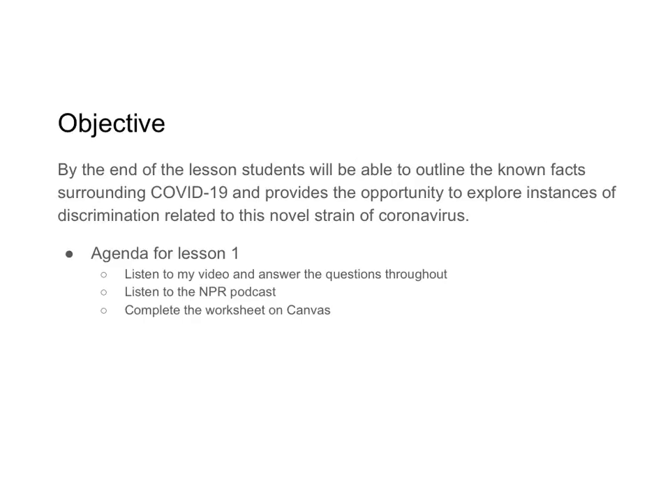So our objective for today is that by the end of this lesson, students will be able to outline the known facts surrounding COVID-19, also known as the coronavirus, and provide the opportunity to explore instances of discrimination related to this novel strain of the coronavirus. The first thing that you're going to do is listen to my video and answer the questions throughout. You'll notice there'll be questions posted at the bottom of this video. You do need to answer those as we go in order to earn credit.